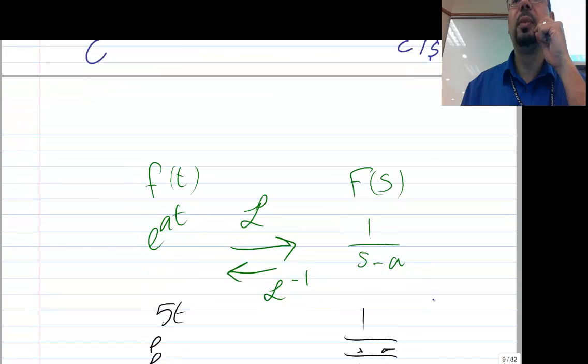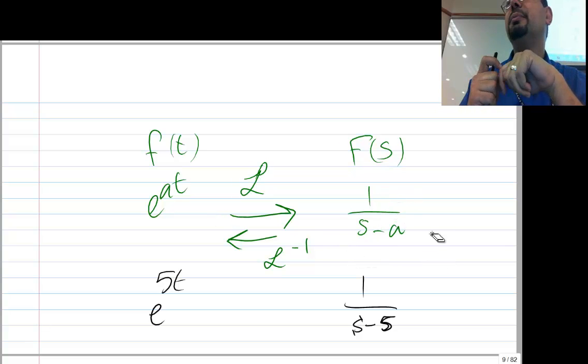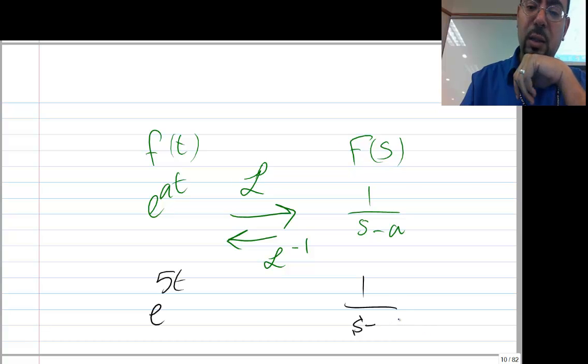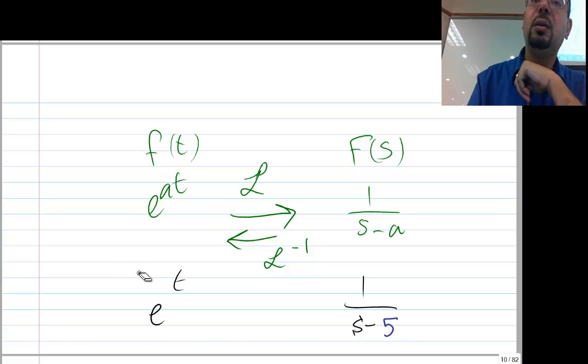Good. Now, if the function is e to the power at, the Laplace is 1 over s minus a. For example, if it's like e to the power 5t, it's in that form, e to the power something t. The Laplace is 1 over s minus 5. Okay.